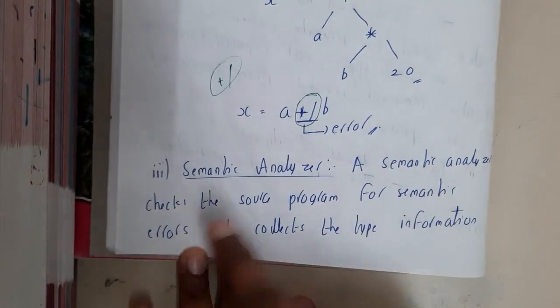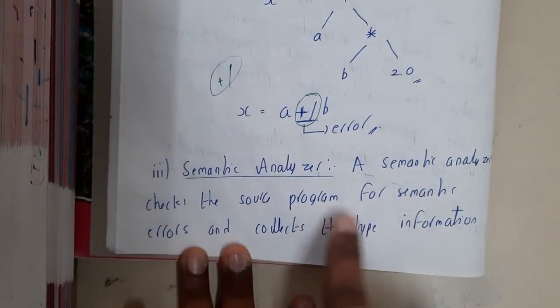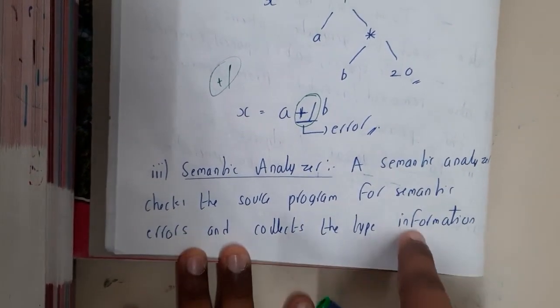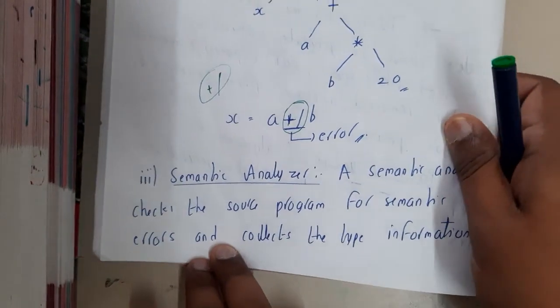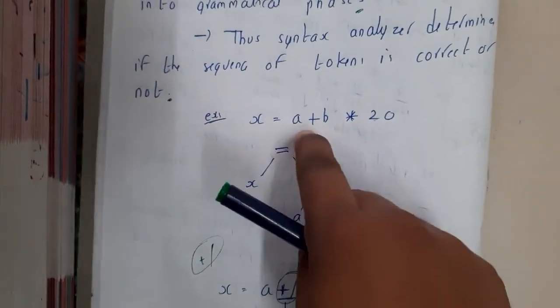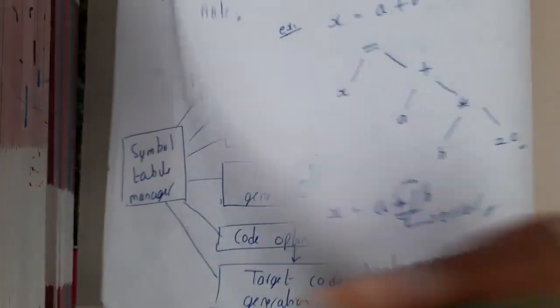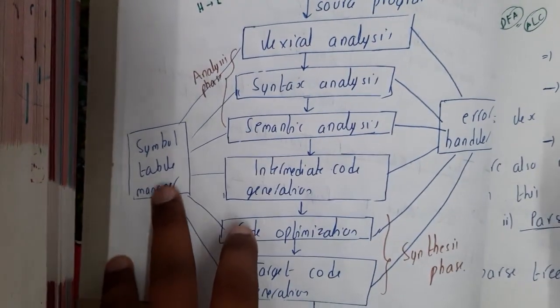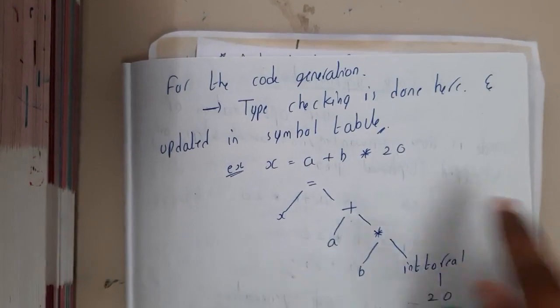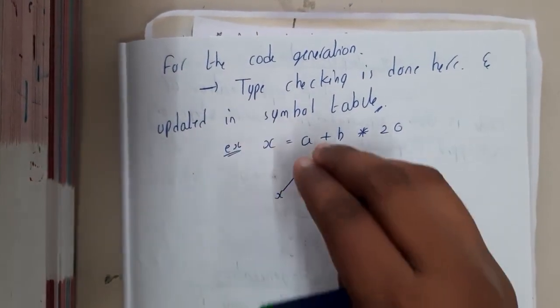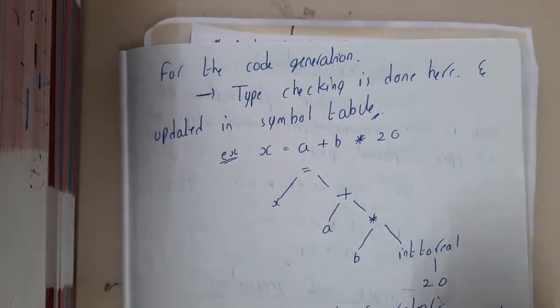A semantic analyzer checks the source code for semantic errors and collects the type information. Whenever any kind of variable is declared and all those things are done, automatically that data will be stored in the symbol table, guys. Remember that also.